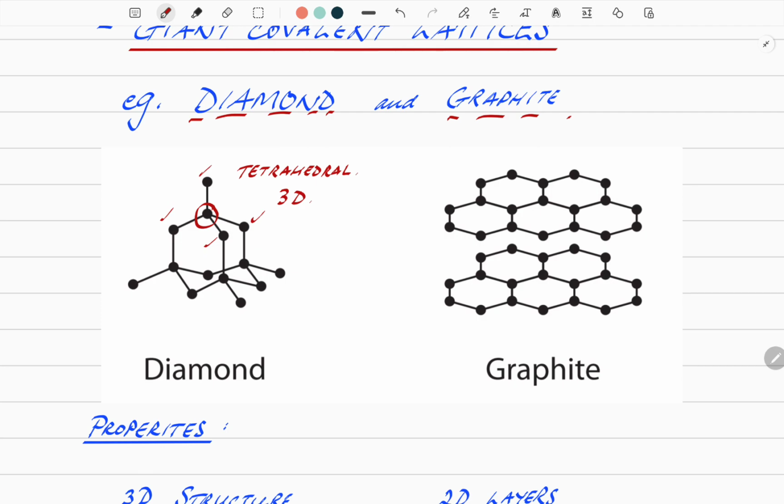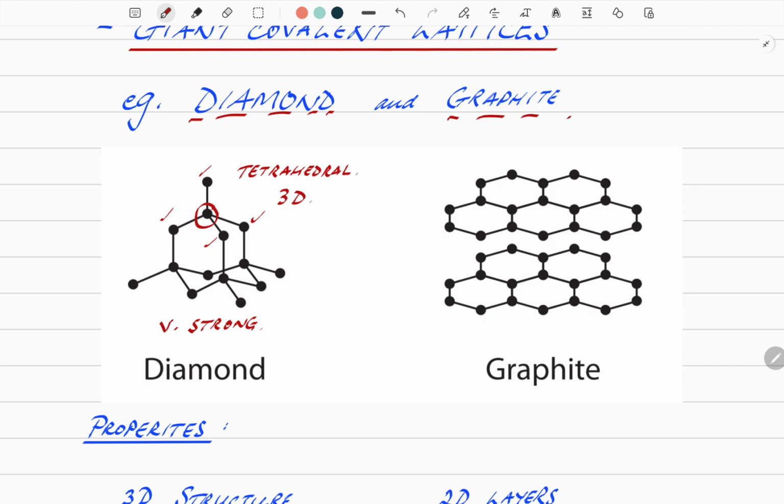Now, as it's three-dimensional, that means it can withstand forces from all directions. It makes it very, very strong. It's a very strong structure. And because each carbon is fully bonded, in other words, carbon can make a maximum of 4 bonds, and that's exactly what it does in diamond. There are no spare electrons.